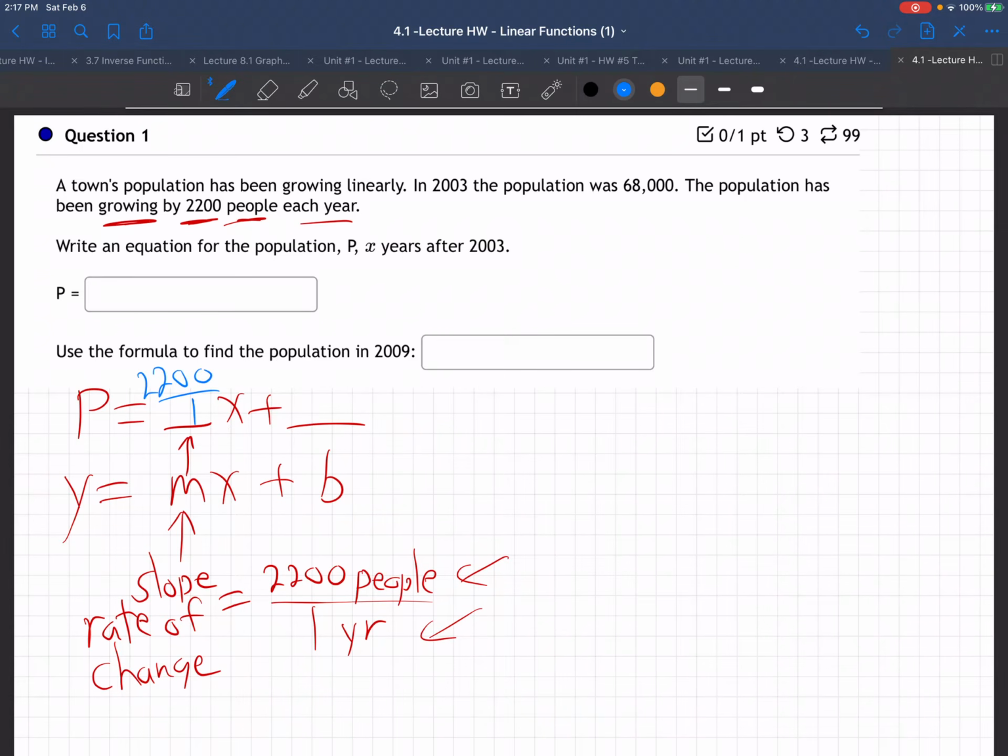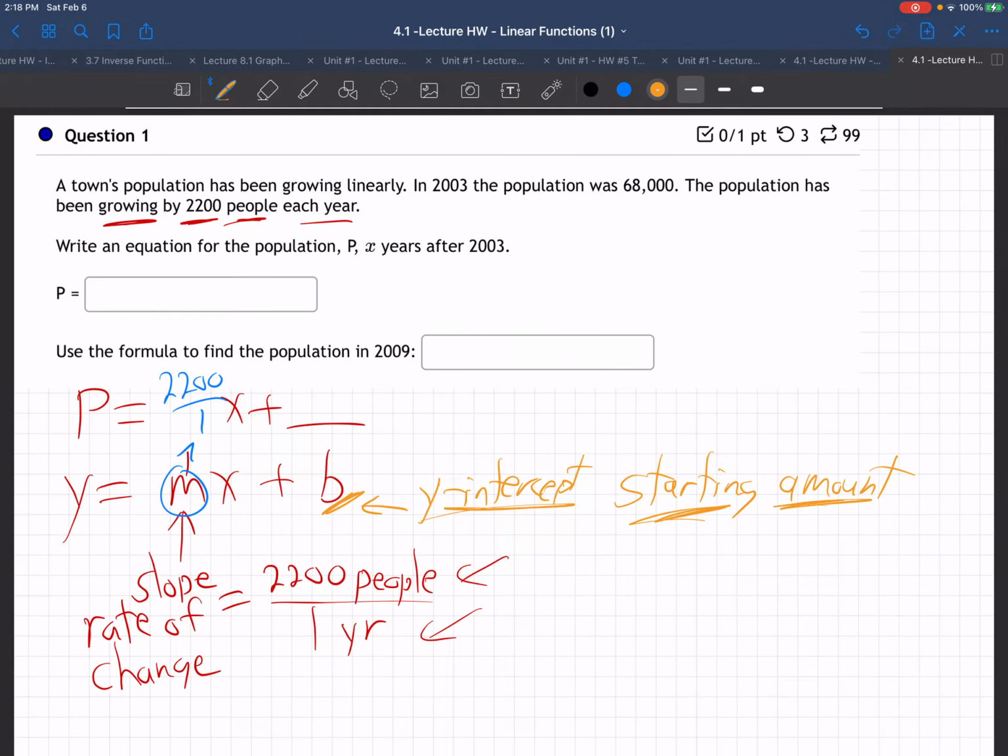So this is going to be 2,200 over 1. That's the slope, the rate of change. That goes next to x, and that's what goes in this blank here. Let me do a better job. So in this blank, it goes 2,200 over 1. And back here, the b, this part is what's called the y-intercept, which means it is the starting amount.